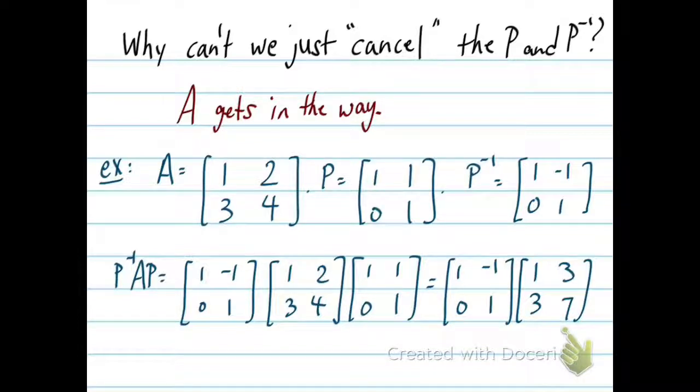So I multiply the 1, 2, 3, 4 matrix by the 1, 1, 0, 1 matrix, and I get 1, 3, 3, 7. Now I finish off the multiplication, and I get 2, -4, 3, 7. So definitely not the matrix A.